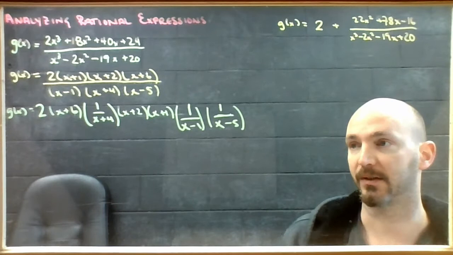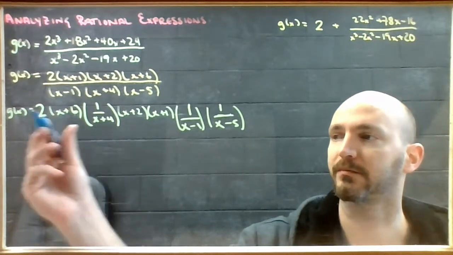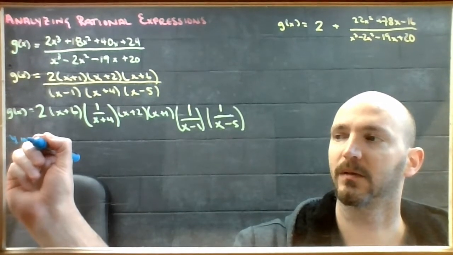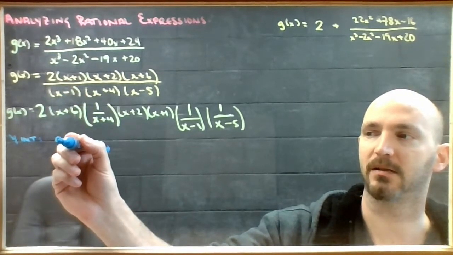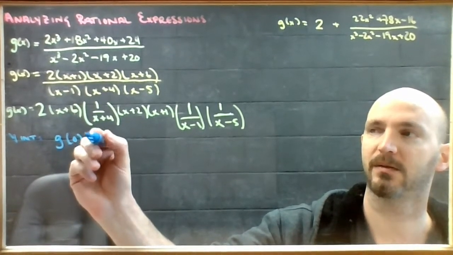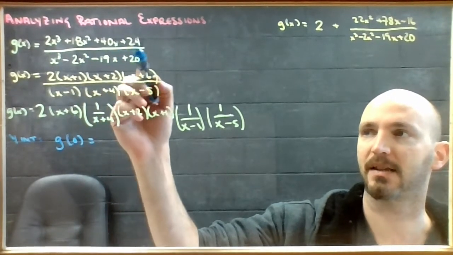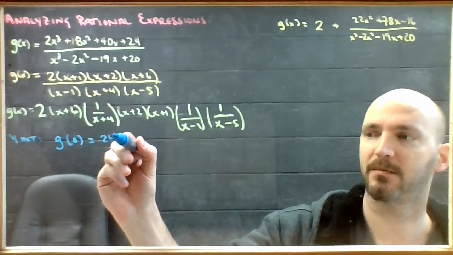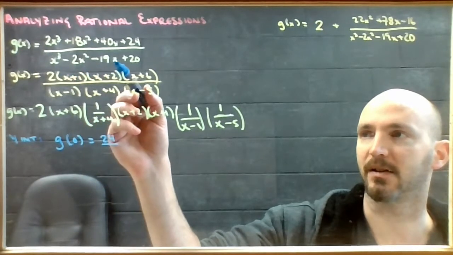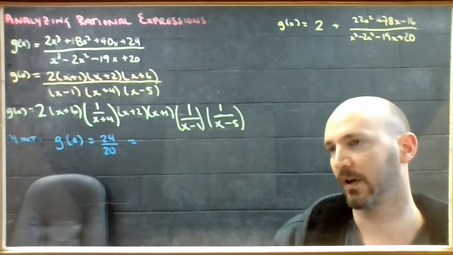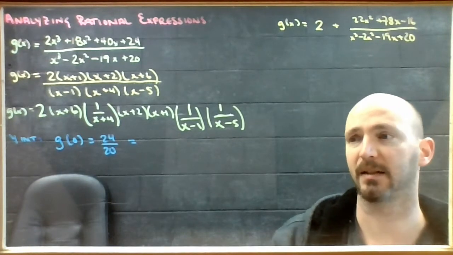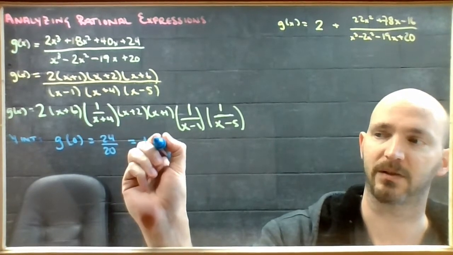I go and I do my intercepts next. So the y-intercept will be when I evaluate g at 0. So that's gone, that's gone, that's gone. I've got a 24 on top. That's gone, that's gone, that's gone. I have a 20 in the bottom. 24 over 20, that's 12 over 10, that's 1.2.